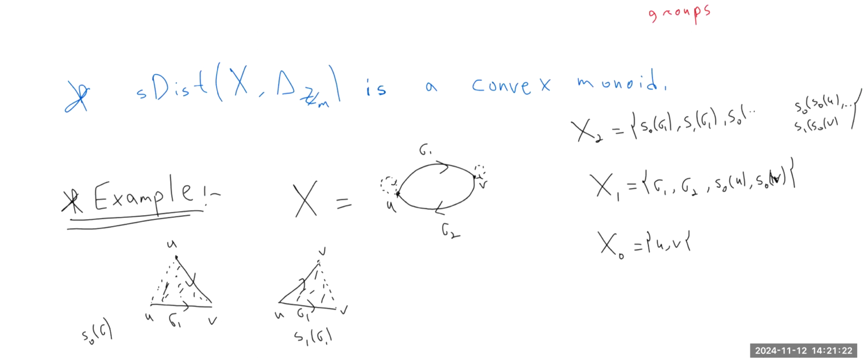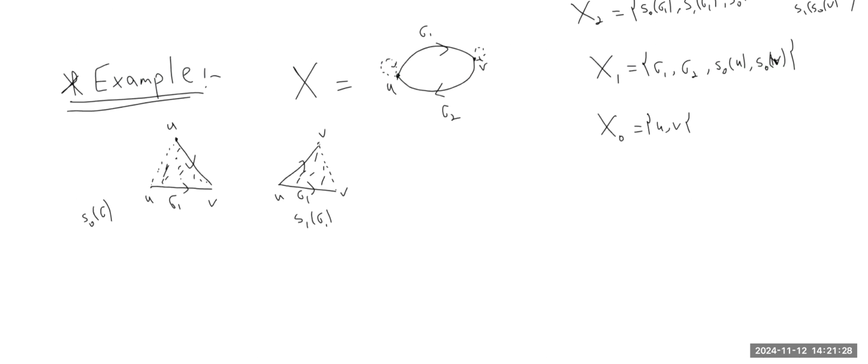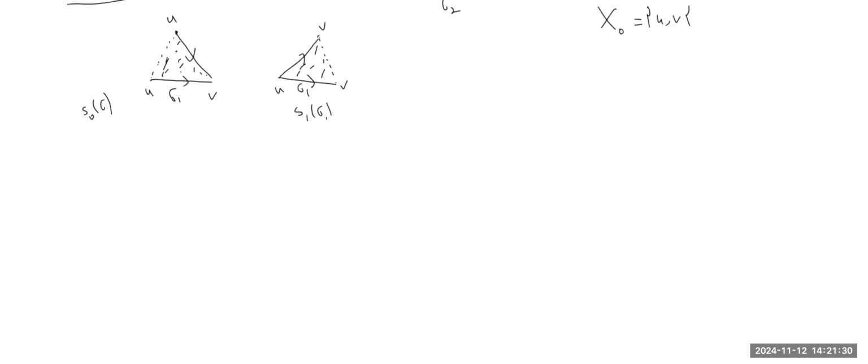So the important thing here is when we define a simplicial distribution on this, because what is a simplicial distribution on this? It's a map from this to the distributions on Z2 cross Z2.